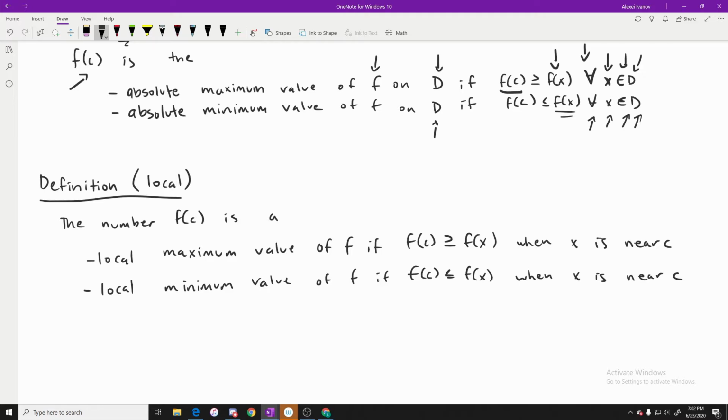Likewise, we have the definition for local maximum and minimum values, and we establish the same c value and the same domain. However, we say that f(c) is a local maximum of f if f(c) is greater than or equal to f(x) when x is near c. So the definition varies because we're no longer talking about the entire domain of the function. We're talking about just when x is near this value of c. And likewise for the local minimum value of f, if f(x) is greater than or equal to f(c) when x is near c, then it becomes a local minimum.